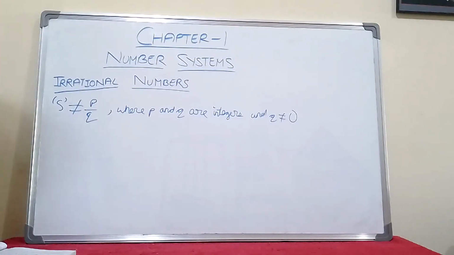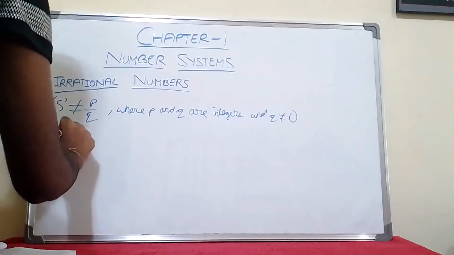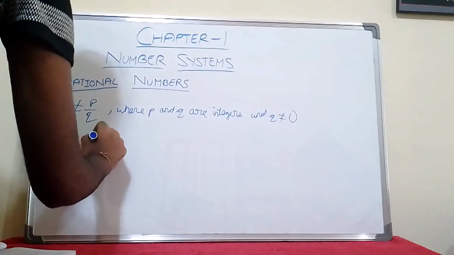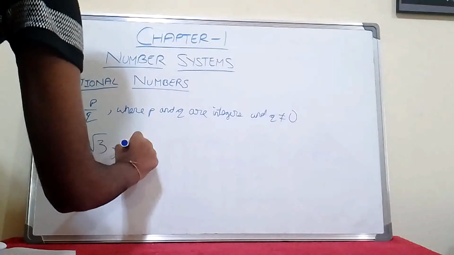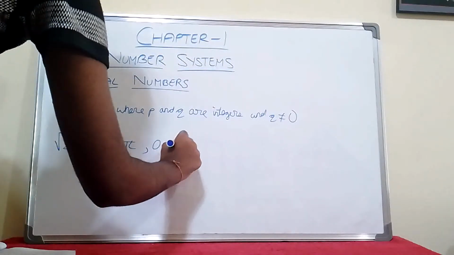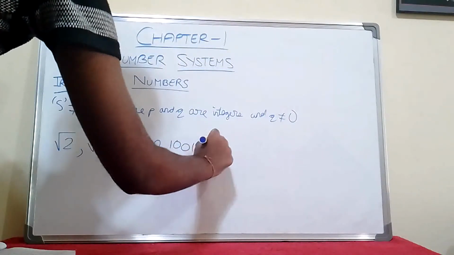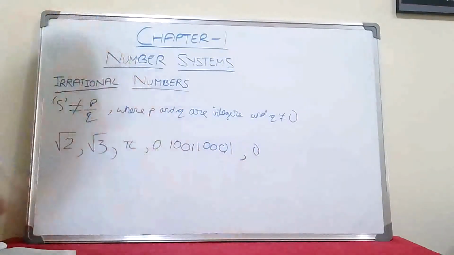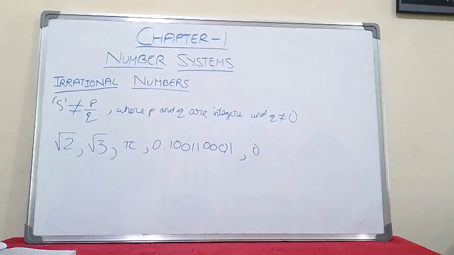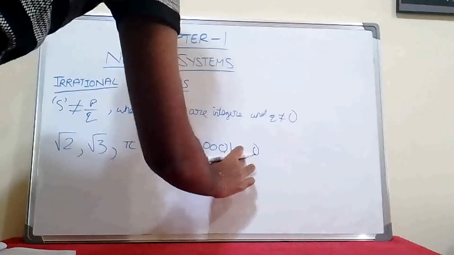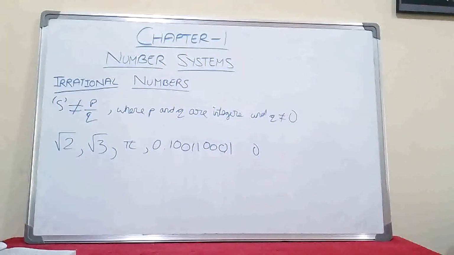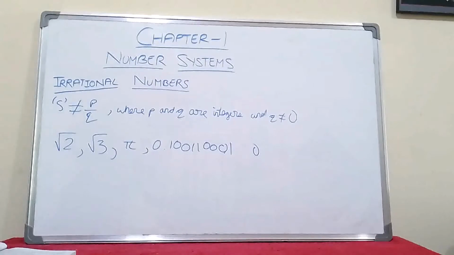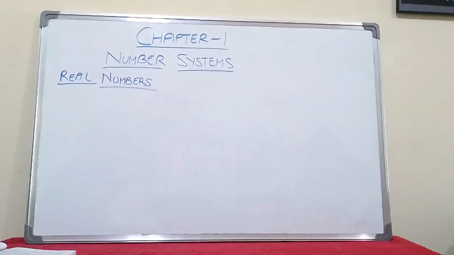We will be seeing some examples. For example, we can take root 2, root 3, pi, 0.100110, any number like this. We can keep on showing. So these are some of the examples of irrational numbers. Now we'll be moving forward. So now we have seen what rational numbers and irrational numbers are.